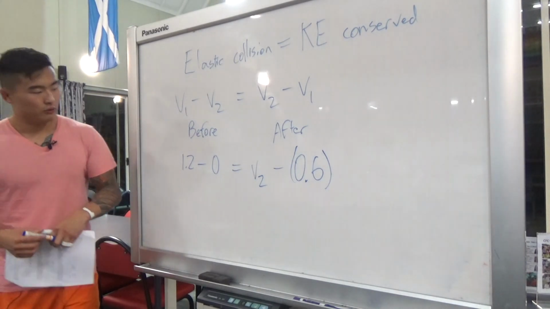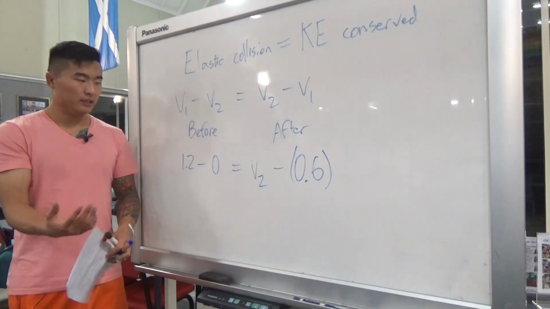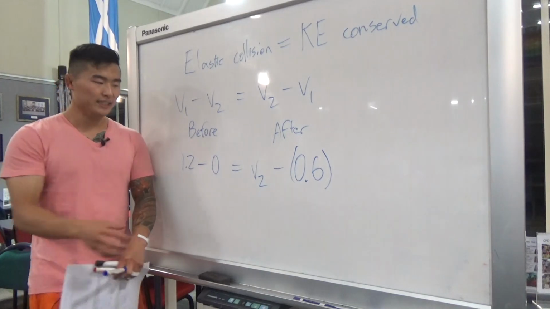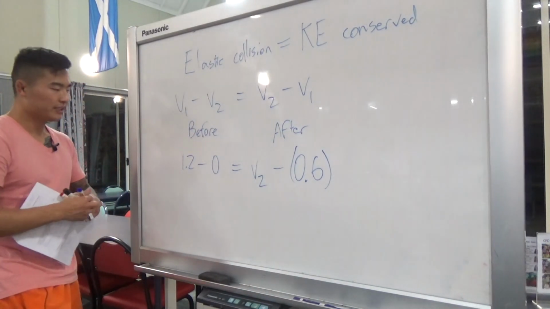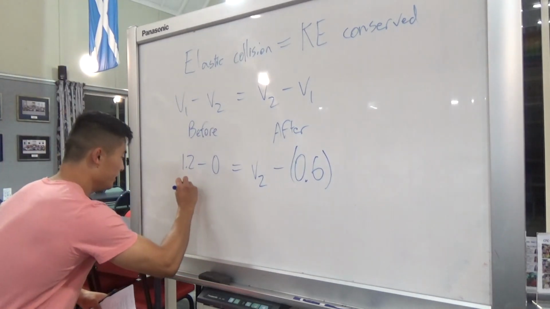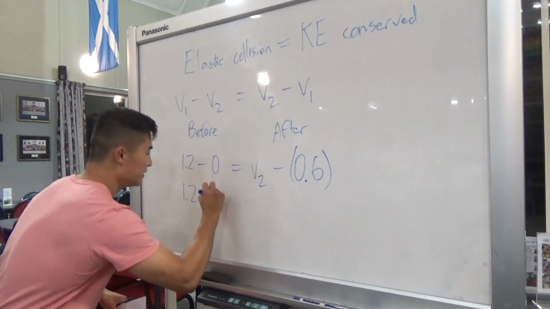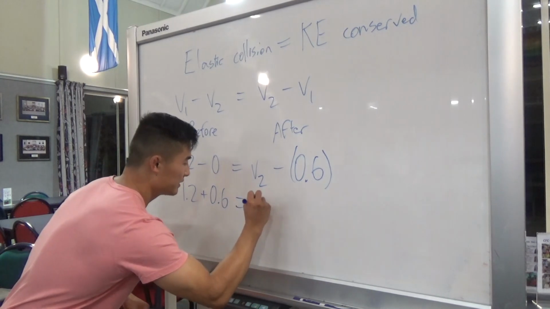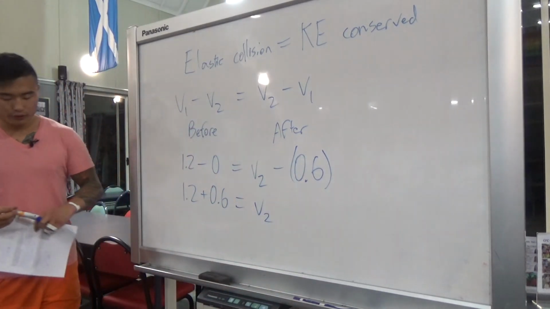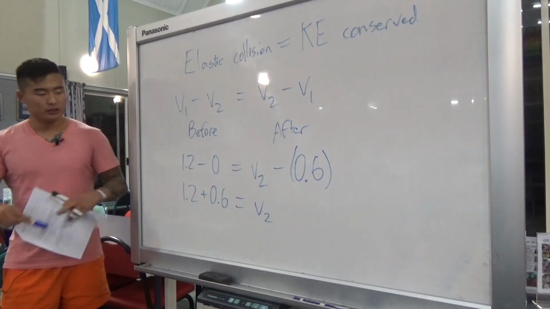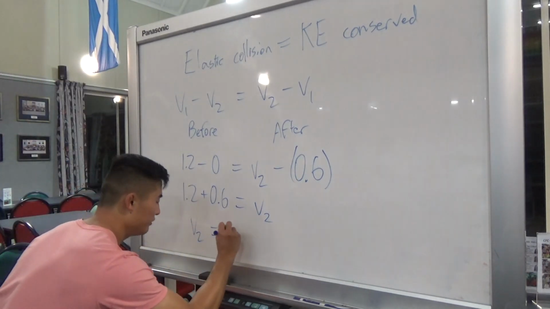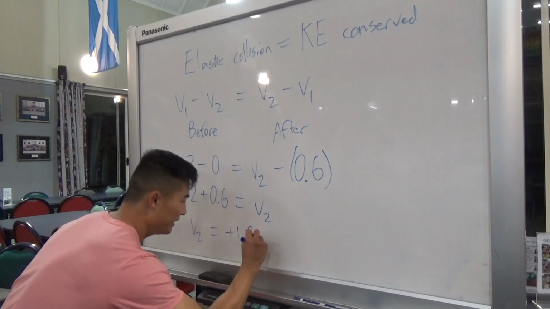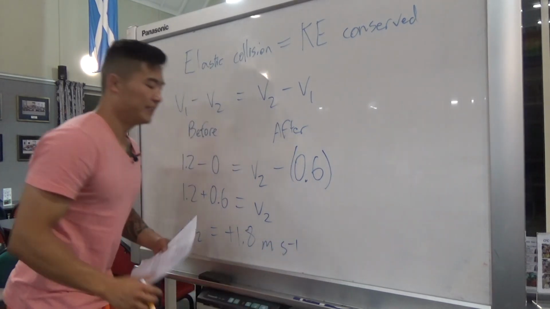So then what we're going to do is add 0.6 to both sides to get rid of this negative 0.6. So 1.2 plus 0.6 is going to be equal to V2, or the velocity of the wooden ball. So that's going to be positive. So V2 is going to then be equal to positive 1.8 meters per second.